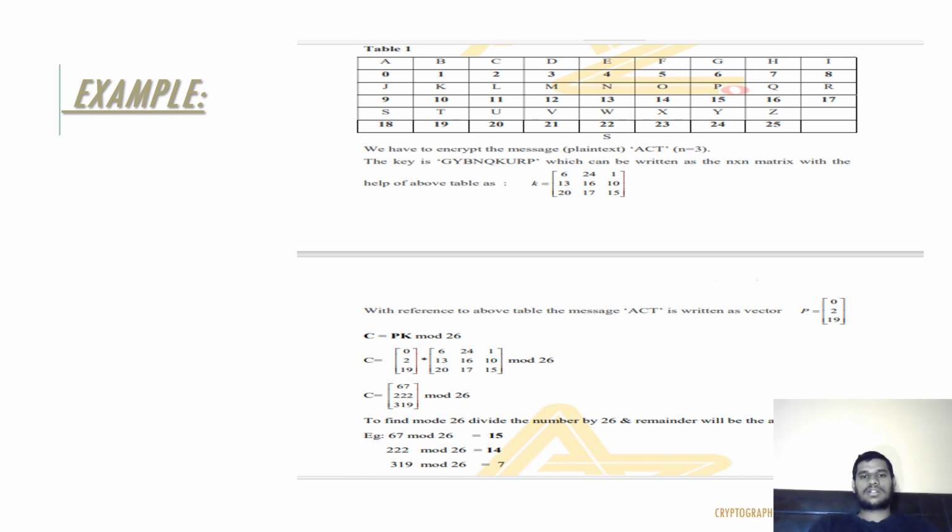Once we multiply these two matrices and then take mod 26, we get 67, 222, 319 mod 26. When we compute these respective numbers mod 26, we get 15, 14, 17.